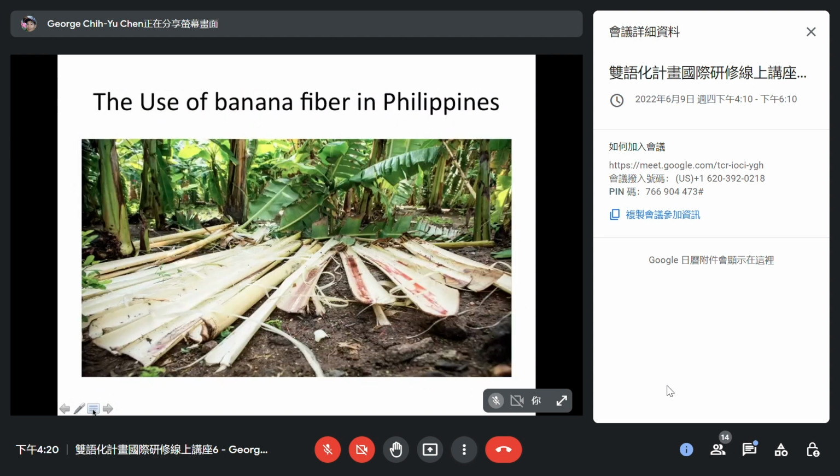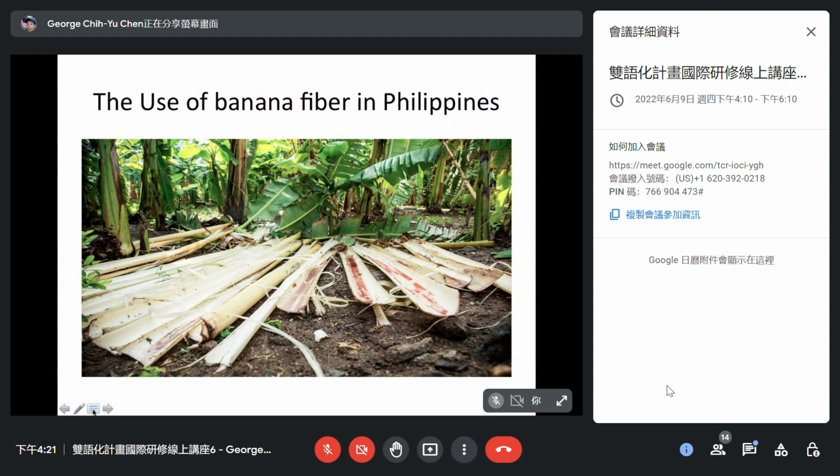So first, let's go to the Philippines. In this slide, I show you banana trees. In Taiwan, we see lots of banana trees, but those banana trees are grown for their fruit. But some of the banana trees grown in the Philippines are for their fiber. In this picture, I show you that kind of banana tree, which is called abaca.